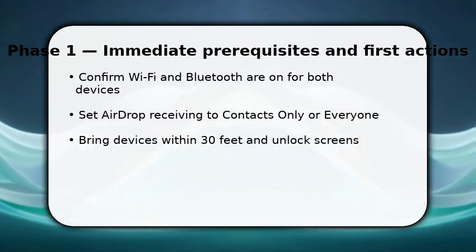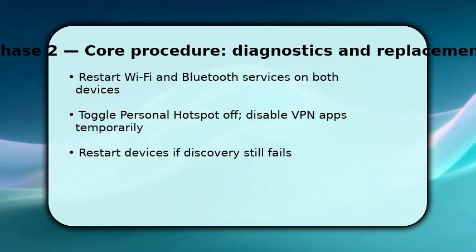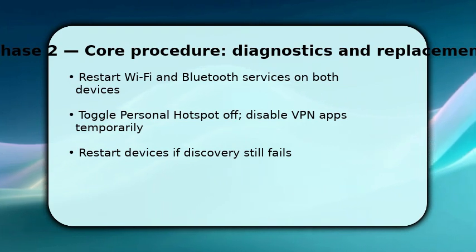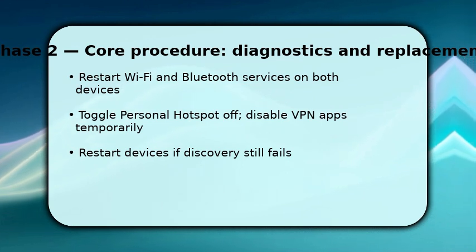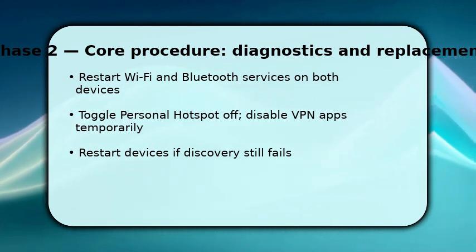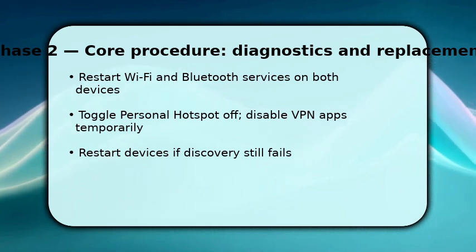Once the initial checks pass and AirDrop still won't discover, restart the radios. Toggle Wi-Fi and Bluetooth off and back on. Make sure personal hotspot is off and any VPN or firewall apps are disabled, because those can block peer discovery.